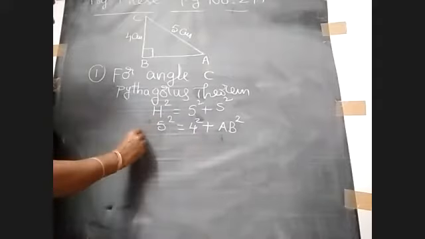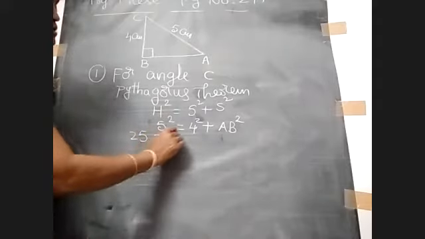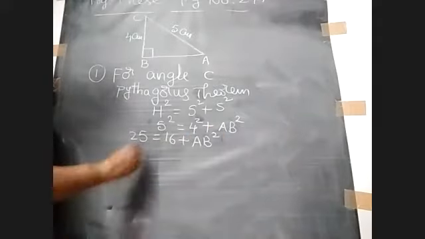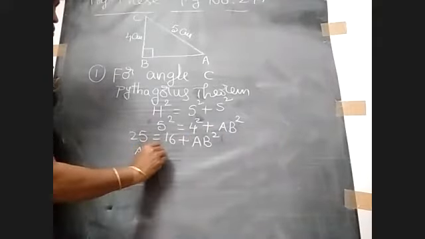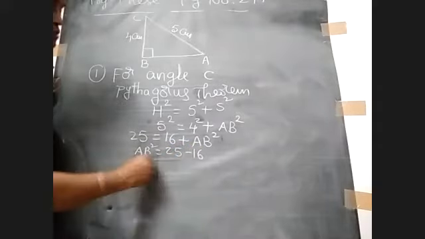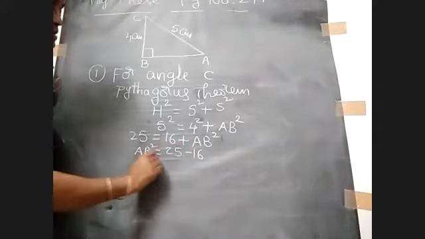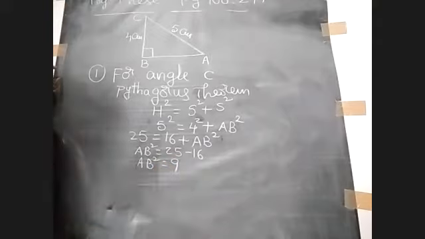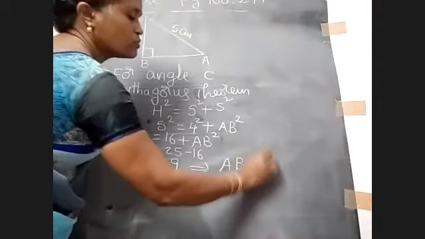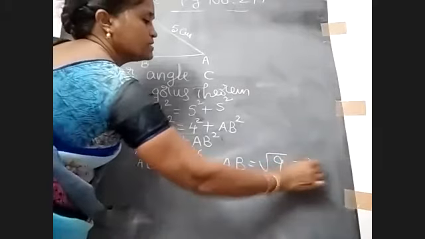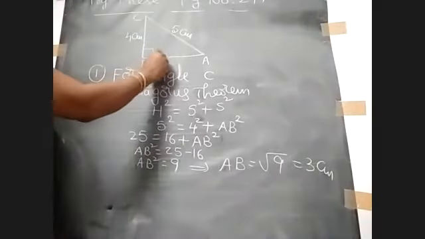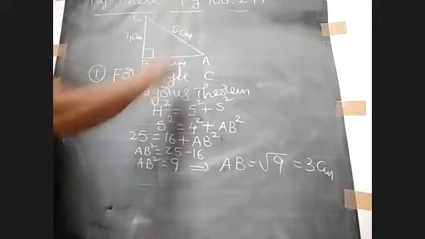What is 5 squared? 25 is equal to 16 plus AB squared. Next, AB squared is equal to 25 minus 16. So what is AB here? AB squared is equal to 9, which implies AB is equal to root 9. That is nothing but 3 centimeters. So the length of the third side is equal to 3 centimeters.